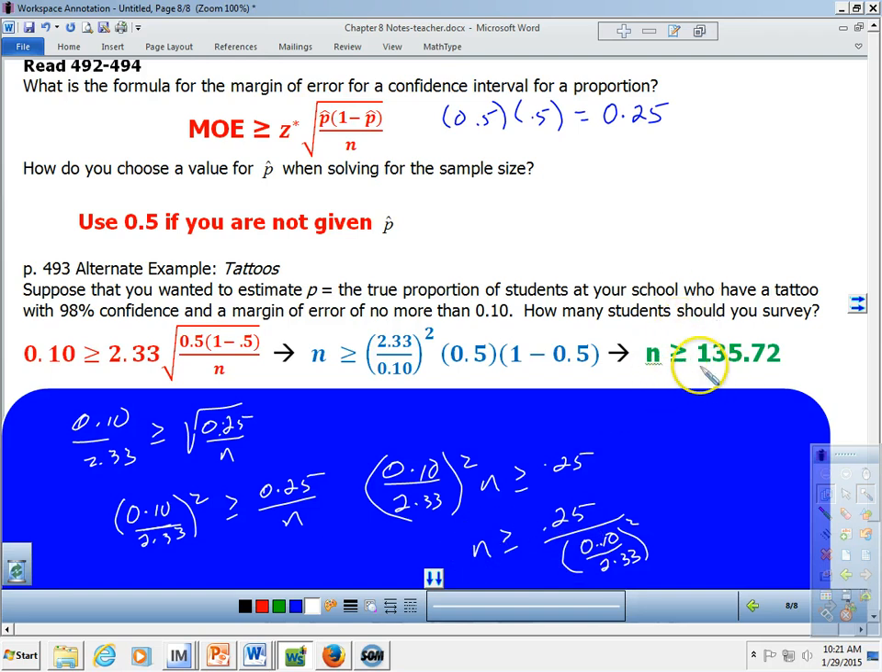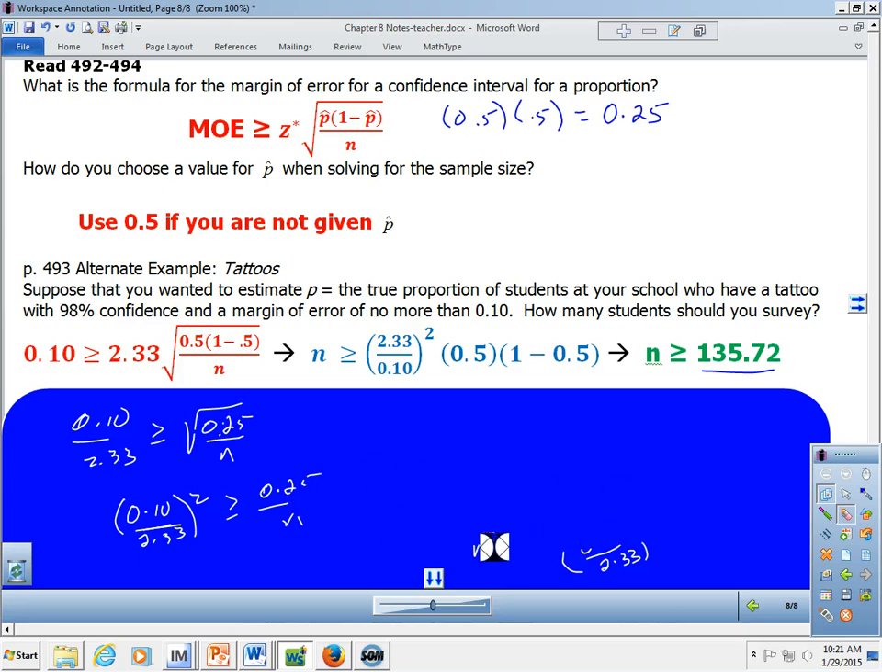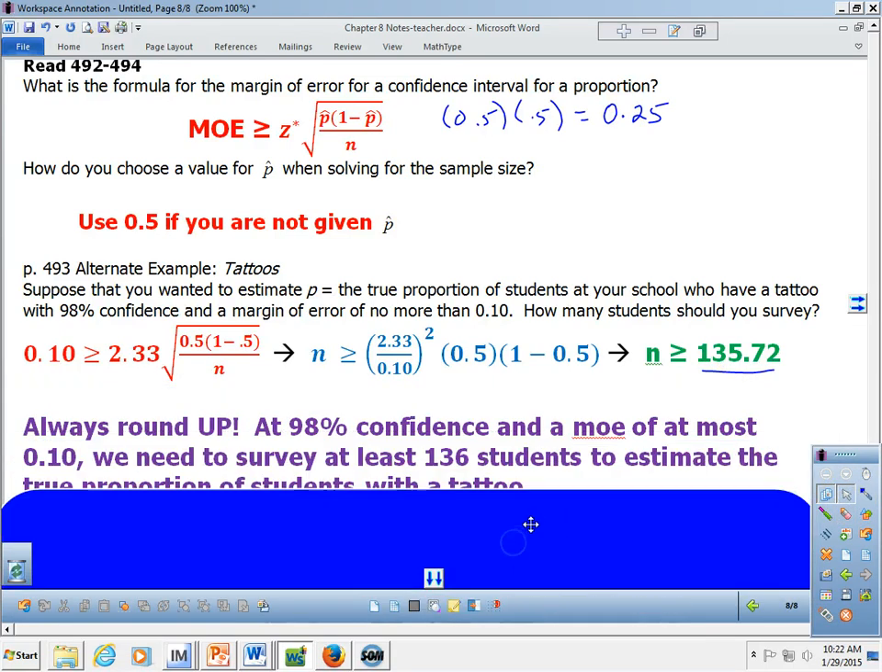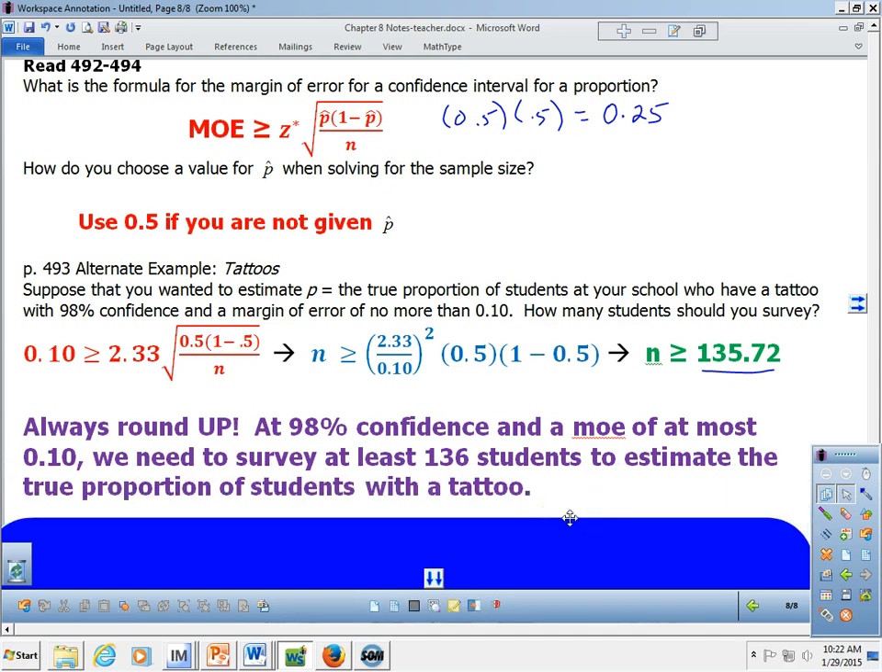Now, when you do that, you should get, within some rounding differences, 135.72. So n is greater than or equal to 135.72. That's how big your sample size needs to be. Now, obviously, you can't sample 0.72 people. So again, a more conservative approach is to go ahead and round your sample size up, right? Always round up. And again, it's because a little bit bigger sample size means your interval is going to be a little bit bigger and more likely to capture the population parameter. So always round up.